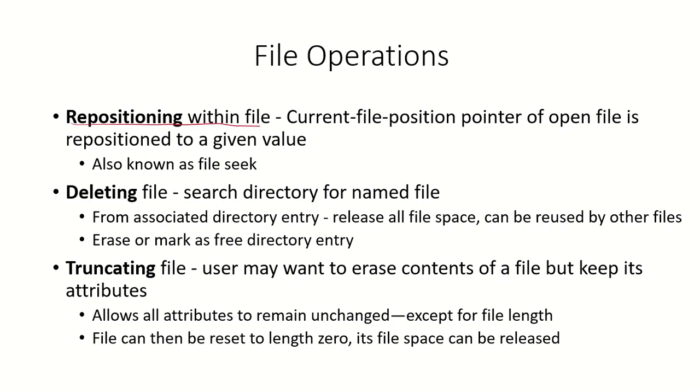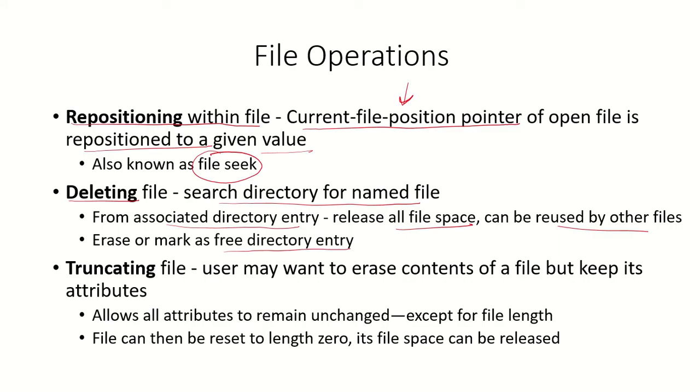Repositioning within the file is another file operation. That means the current file position pointer of the open file is repositioned to a given value, and this is also referred to as a file seek. So currently whatever is the position of the file pointer, it can be repositioned to a new value. If we want to delete the file, then the directory has to be searched for the named file, and from the associated directory entry, all file space has to be released so that this space can now be reused by other files that are being created or modified.